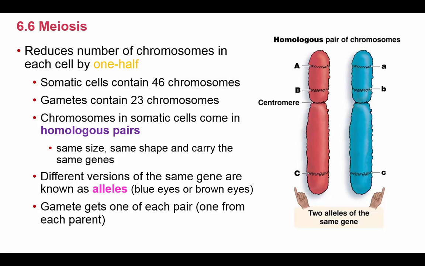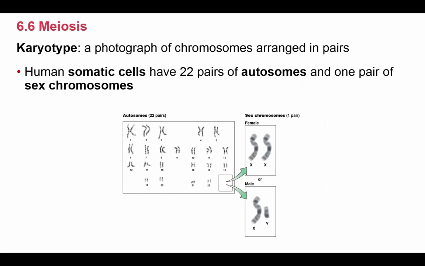So for example, if the gene they're carrying is hair color, one might carry the allele for blonde hair, the other might carry for brown hair. Or if it's carrying the gene for eye color, one might carry the allele for blue eyes, another might carry the allele for brown eyes. And so when your cells are forming gametes, each gamete only gets one of each pair. So if you had 23 pairs, or 46 chromosomes, if the gamete only gets one, then it gets half as many, which gives you that number of 23.